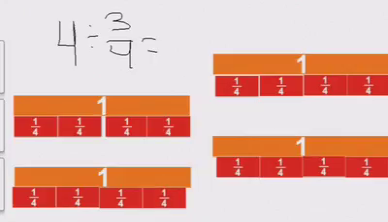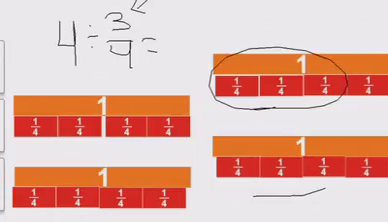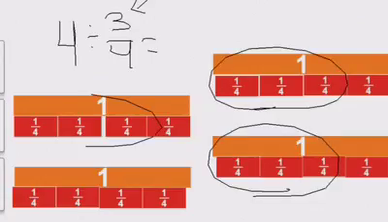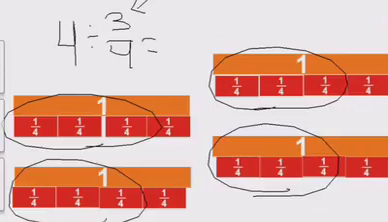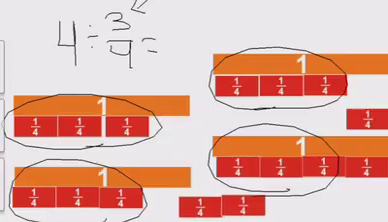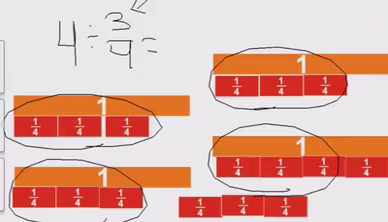Okay, and again, remember that numerator is telling us to put them into groups of 3. So circle 3 at a time. So we've got a group of 3, a group of 3, a group of 3, a group of 3. Alright, and then I'm going to move these 3 together to make another group of 3. Okay, and then you see we've got that 1/4 left over.